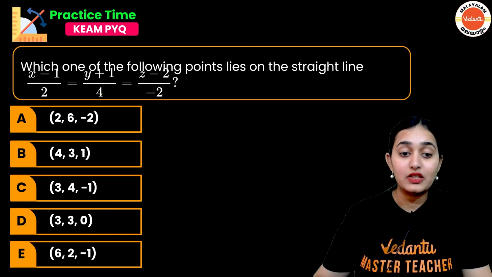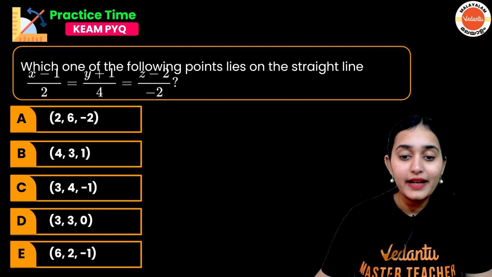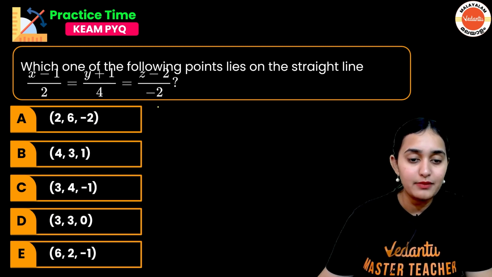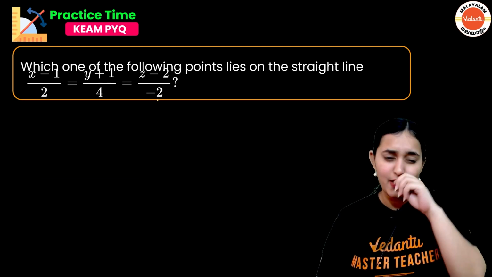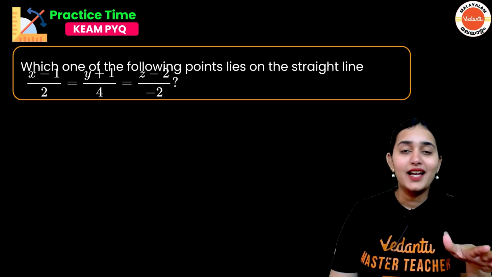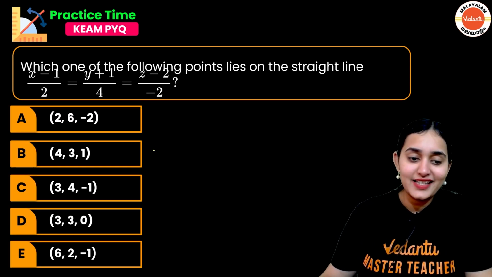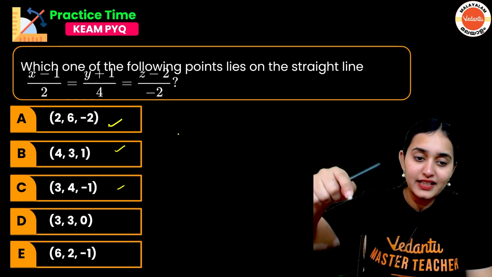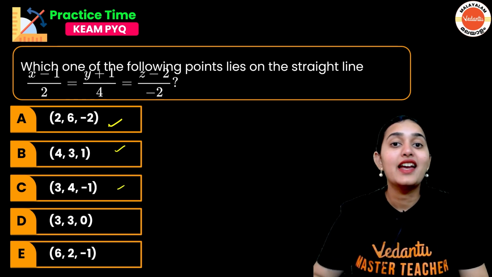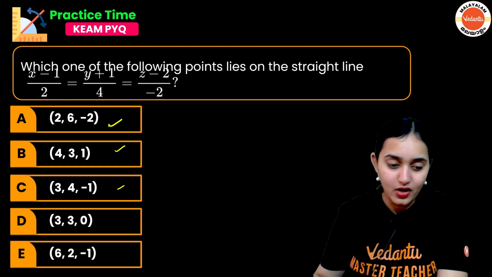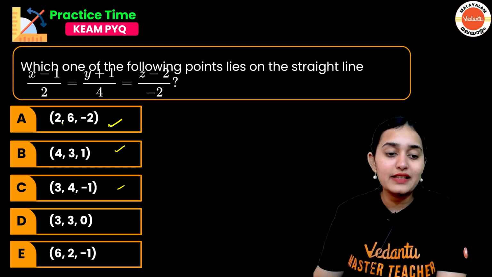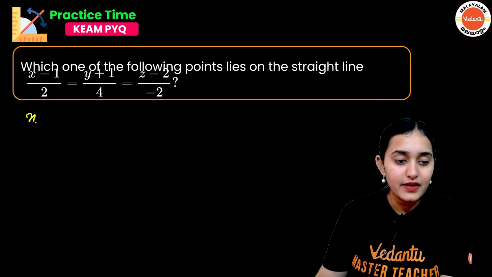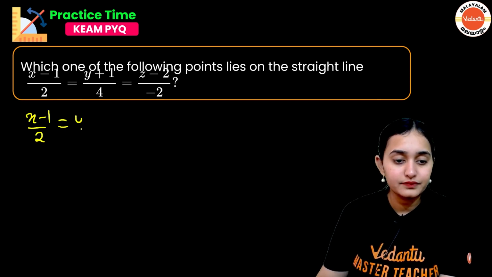Simple. Next question. Which of the following points lies on the straight line x minus 1 by 2, y plus 1 by 4, z minus 2 by minus 2? Now for this equation, there is a simple shortcut: you pick up all the points, put them in, and find out whether it is lying on the line or not. Okay. So, for example, if you take 2, 6, minus 2, what will happen? So, our equation is this.